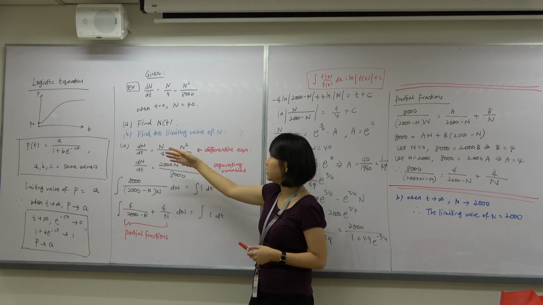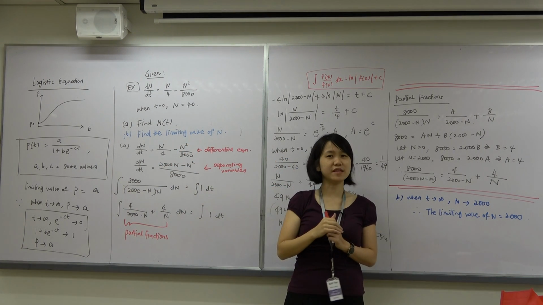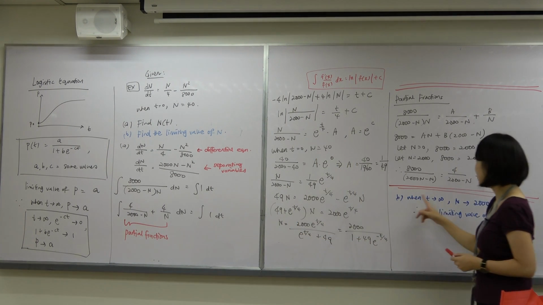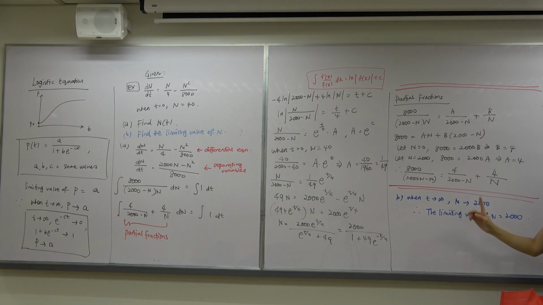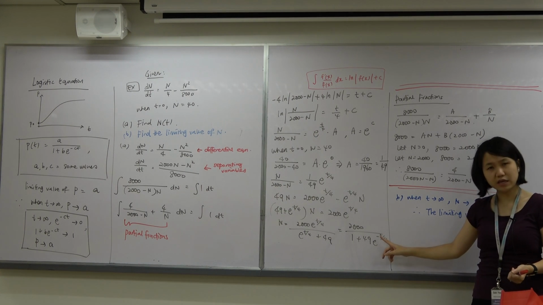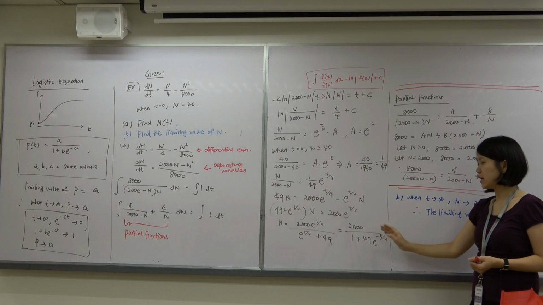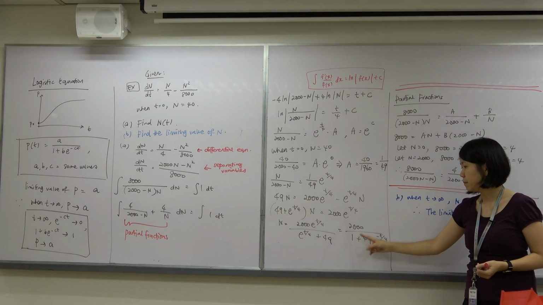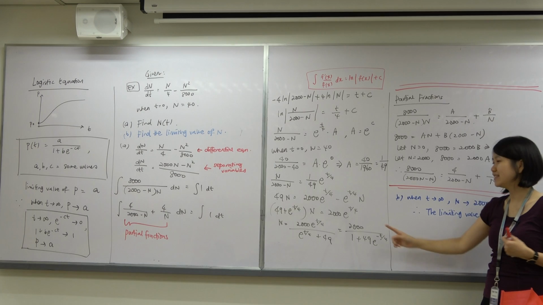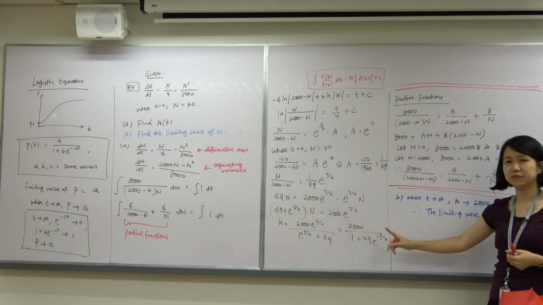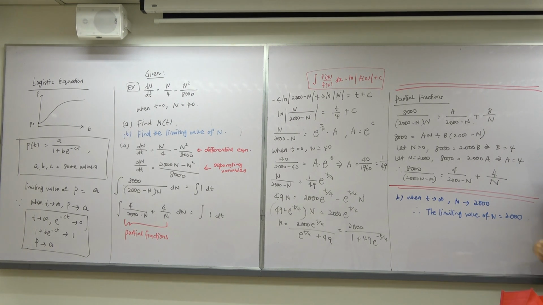So what about for part B? Part B says find the limiting value of n. So how do I look for the limiting value of n? I got to let t approach infinity, you see. So when I look at it, when t approaches infinity, exponent negative infinity is 0. 49 times 0 is 0. 1 plus 0 is 1. Hence, when t approaches infinity, n approaches 2000 divided by 1, which is 2000. So it means to say after a long period of time, I'm going to have my n approach 2000.